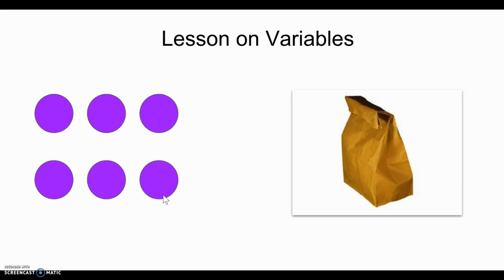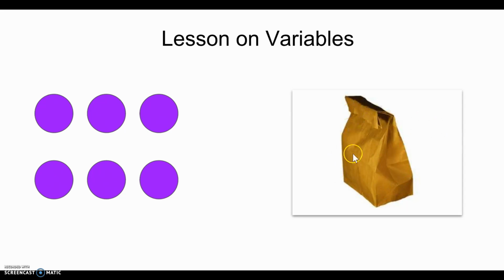Hi, so we are doing a lesson on variables, and to start off our lesson we have a demonstration. As you can see, we have 6 circles and a brown paper bag. Our 6 circles are going to represent the items that we know the number of. That's going to be represented on the left side of our equation, of our operation sign.